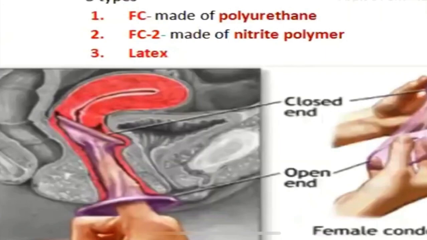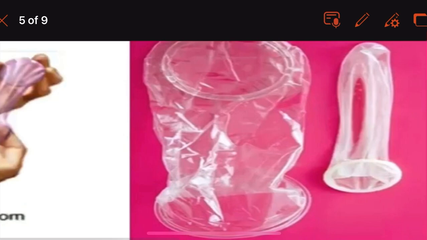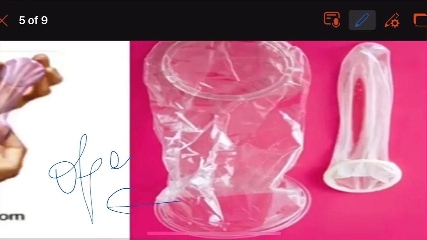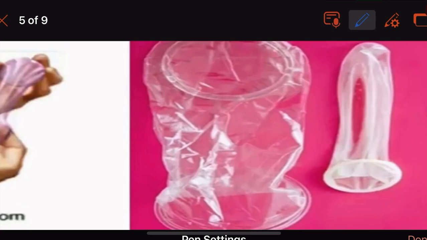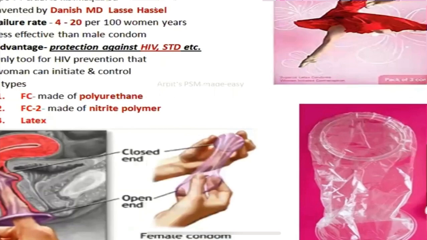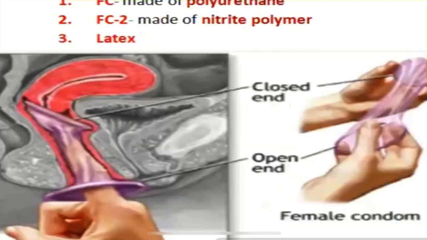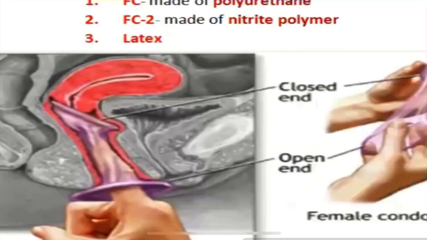So we see that the female condom, just like we saw in the previous slide, has an open end and a closed end. It is comparatively bigger than the male condom. Both the condoms we have compared. Now let us see how they are inserted. For the female condom, the open end will be left outside the vagina. Then the closed end is inserted up until the cervix. So we see the female condom's insertion and the comparison.